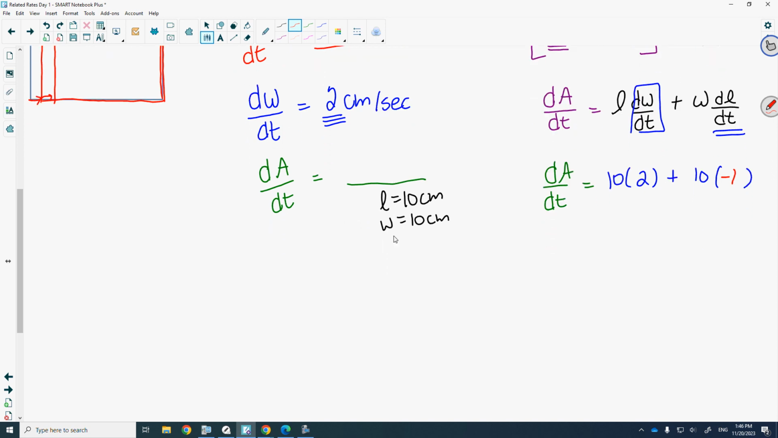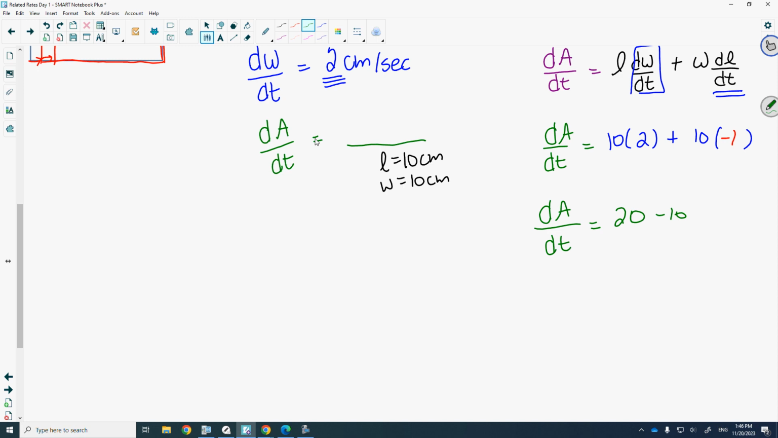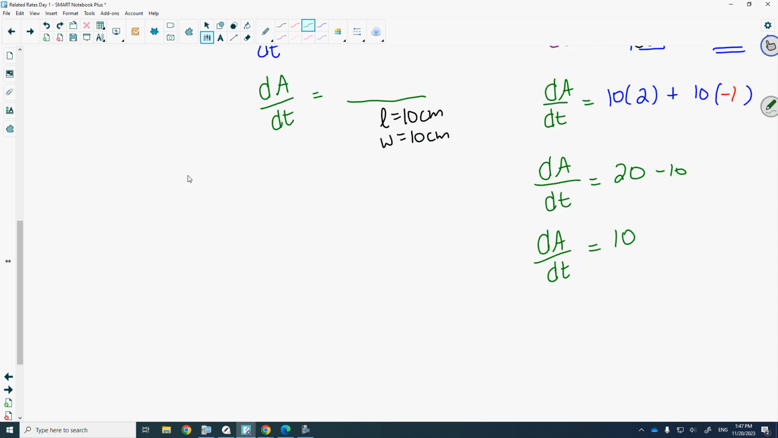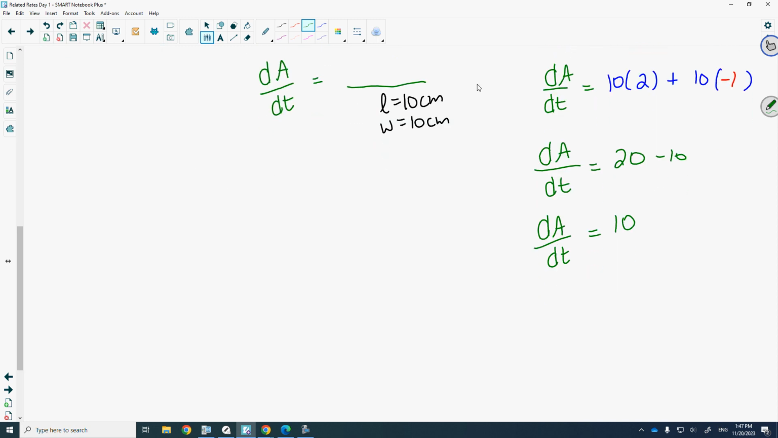So from here, dA/dt is going to be 20 minus 10, and dA/dt is going to equal 10. Now, units. I'm going to show you in the next one how we're going to input units within the equation, but you say to yourself, this is an area question, and it was centimeters. So what would the units be for area if it's centimeters? Centimeters squared.